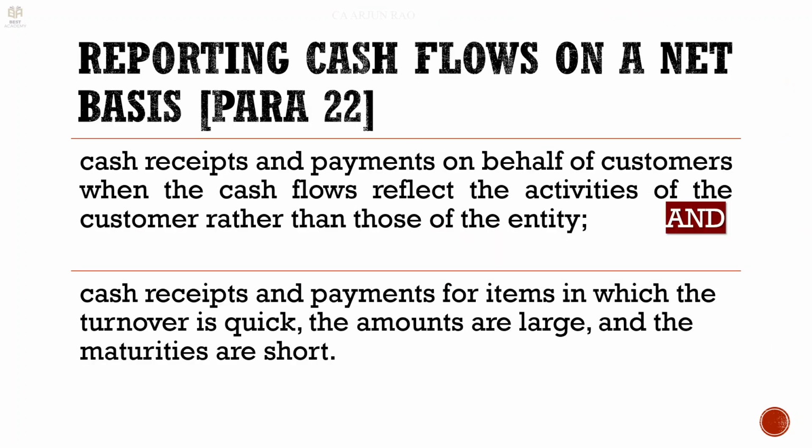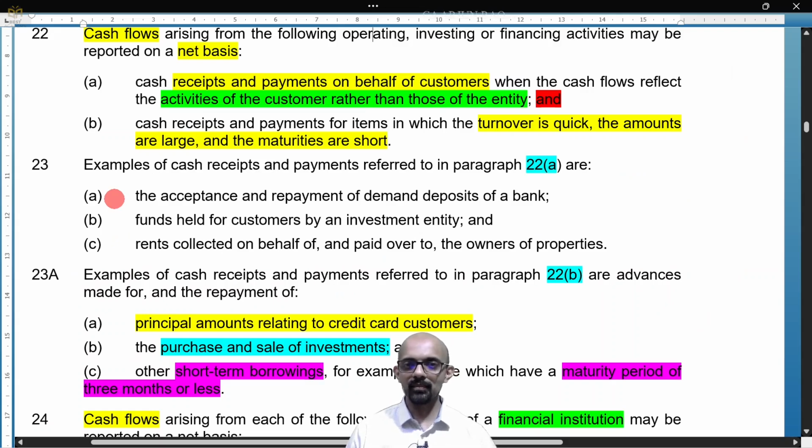Next, when can cash flows be reported on a net basis? Two conditions need to be satisfied. So the cash receipts and payments are on behalf of customers and they represent activities of the customer rather than those of the entity. Some examples are given in the standard itself. So cash receipts and payments on behalf of customers. Some examples are acceptance and repayment of demand deposits of a bank, funds held for customers by an investment entity.